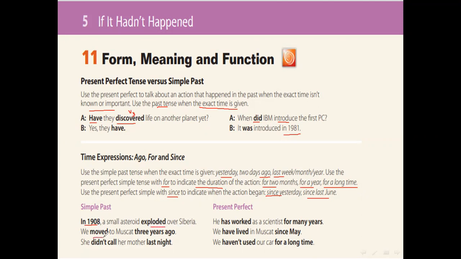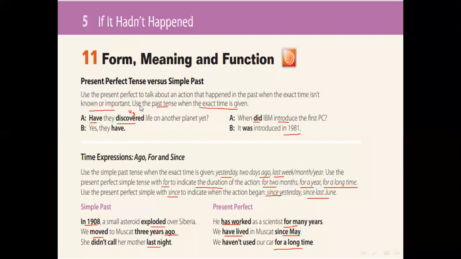We moved to Muscat 3 years ago. She didn't call her mother last night. Present perfect examples. He has worked as a scientist for many years, so we use has plus past participle because of the time expression for. We have lived in Muscat since May. We haven't used our car for a long time.